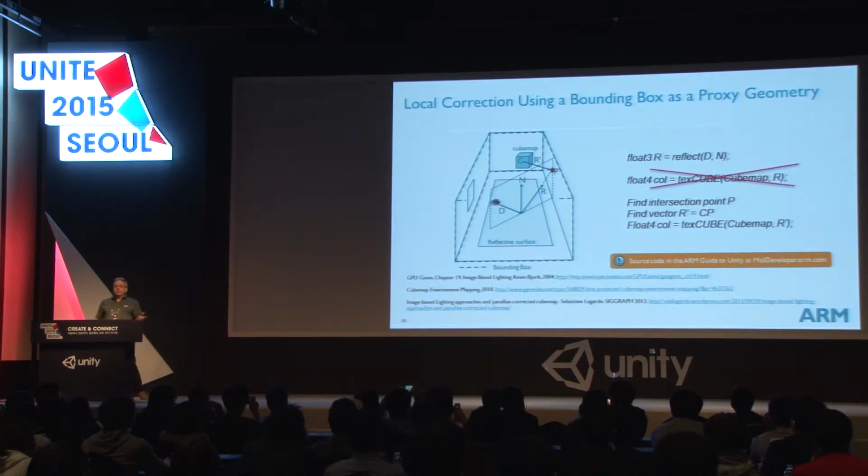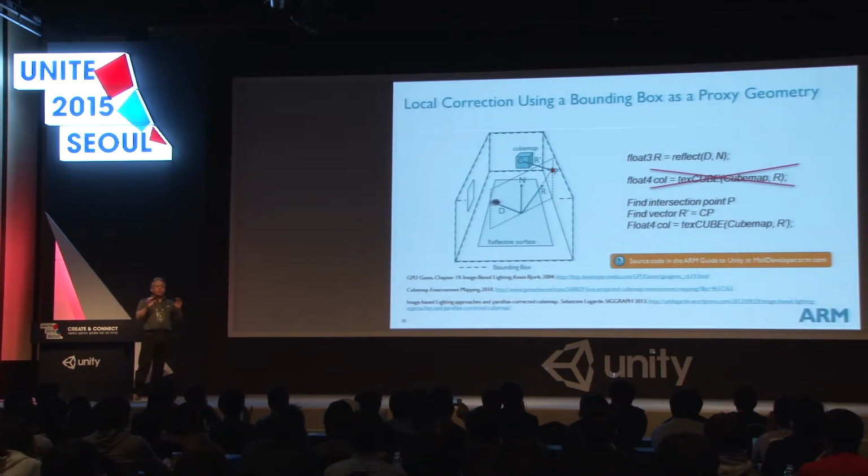But as I said at the beginning, we as developers, I think, haven't paid enough attention to how this problem can be solved. So we introduce a proxy geometry, in this case a bounding box, that will delimit the volume of our scene where the reflections take place. And instead of using the reflected vector straightforward to fetch the texture from the cube map, we will find the intersection of our reflection vector with the proxy geometry.